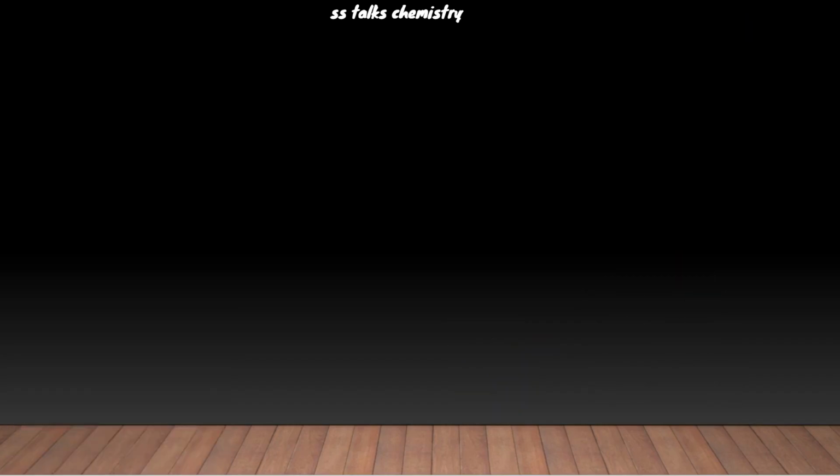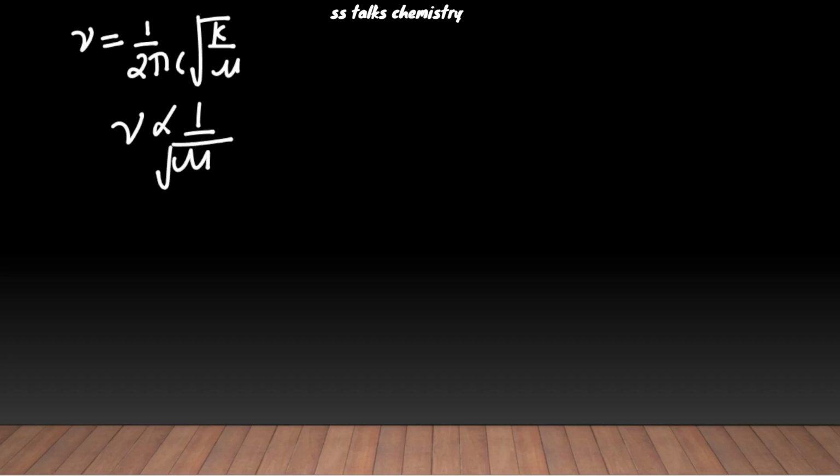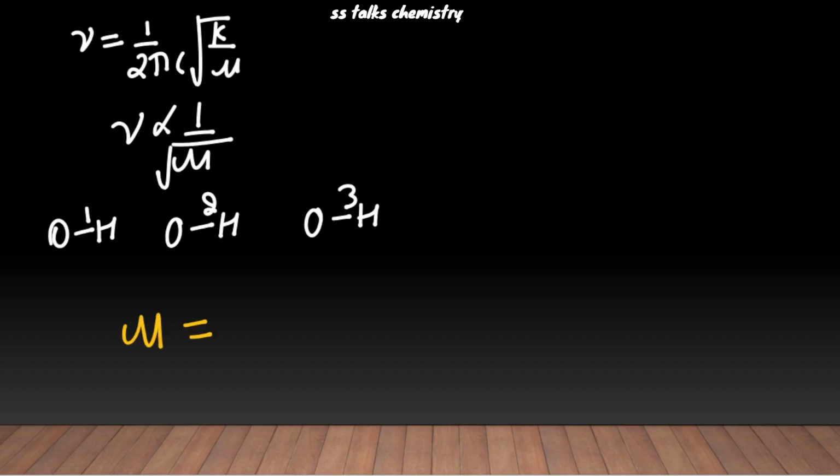Okay, so let's do it. We know that the stretching frequency is 1 by 2 pi c into under root of k by mu. So nu is inversely proportional to the under root of the reduced mass. Now the various bonds that we have are oxygen and protium, oxygen and deuterium, and oxygen and tritium, right? So the maximum reduced mass is going to be for OH with tritium, then OH with deuterium, and the least for oxygen and protium, right?